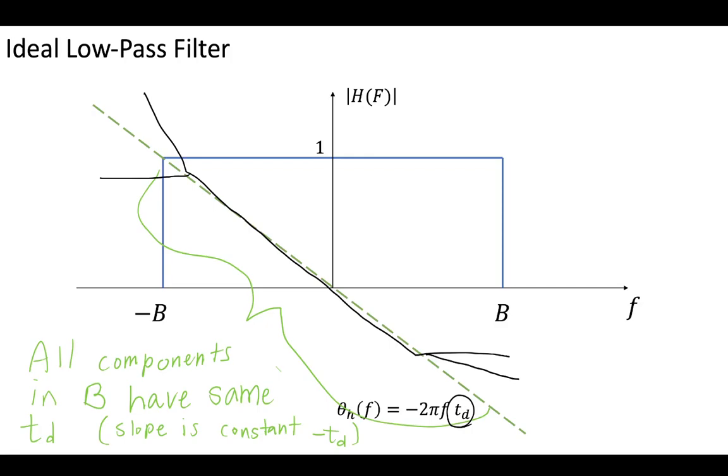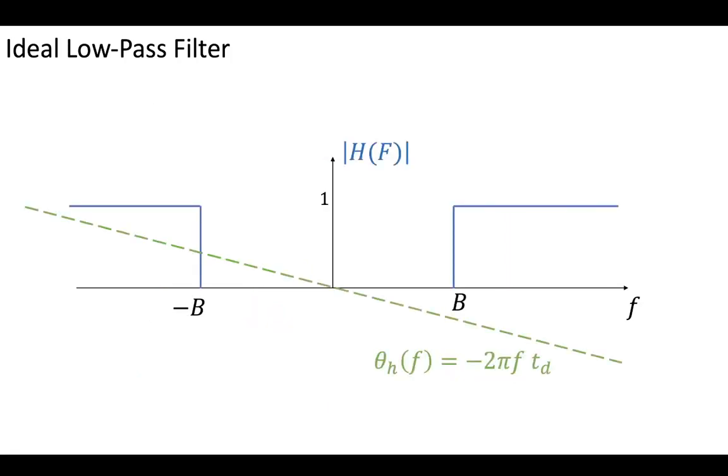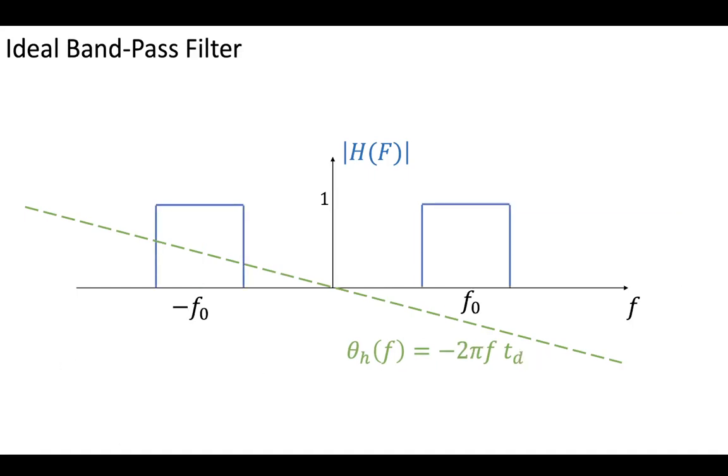Now, this same set of criteria could also be applied to a high pass filter. In the ideal high pass filter, you would also have the same situation where your filter does not add any amplitude distortion. It's constant over your band of interest, and also you have a constant slope of your phase angle. This would be the same for a band pass filter as well, where you have two different bands of interest centered around a frequency of interest.